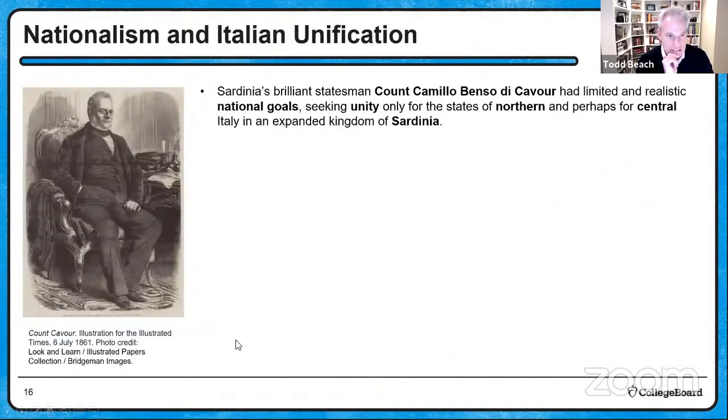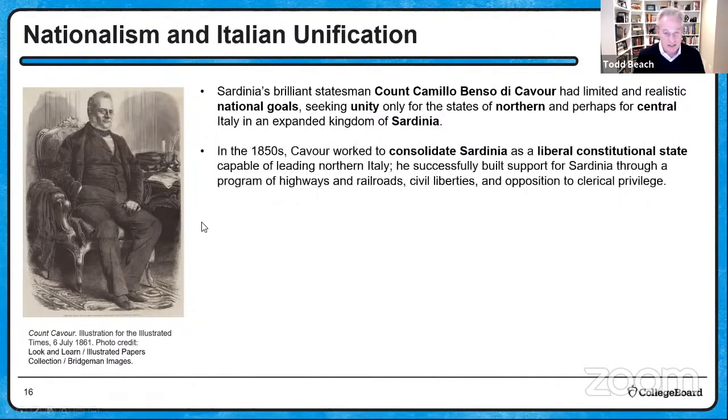We'll start with Italy. And we already have Count Camillo Cavour, Sardinia's brilliant statesman, Count Camillo Benso di Cavour. He had these limited and realistic national goals. So he wants a unified Italy, but what does that look like? He's not thinking the whole peninsula. He thinks the northern states and maybe the central, and we're going to just make a new kingdom of Sardinia. It'll be expanded. It'll be awesome, right? He's not thinking the south. He's certainly not thinking the papal states.